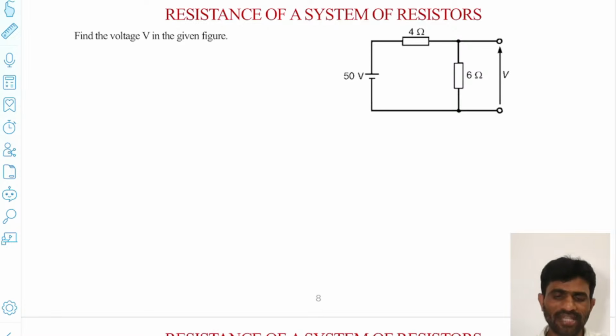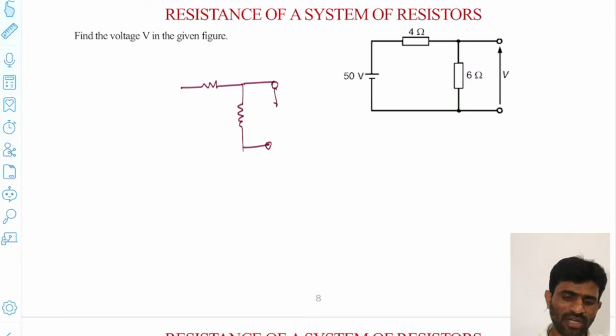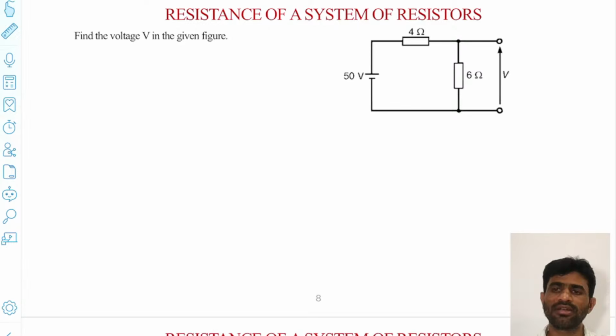Okay, I will draw this again to understand better. It is like this: 4 ohms, and again 6 ohms here. You do not have any other device here, right? The voltmeter is connected there. So these two are connected in series only. This one and this one are both connected in series. So like before, we can find the total resistance.